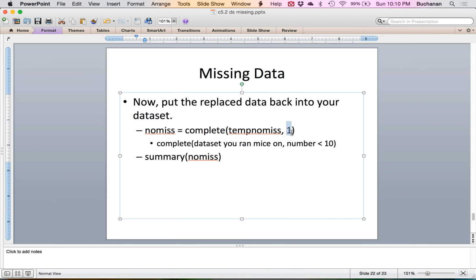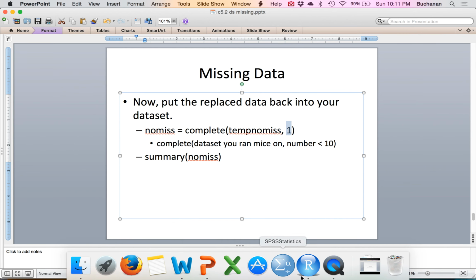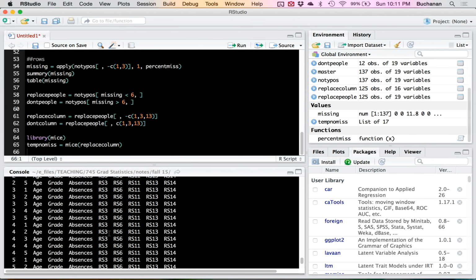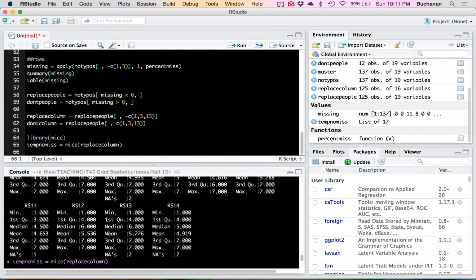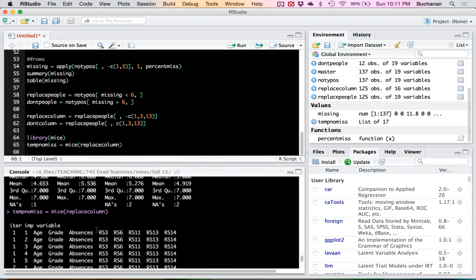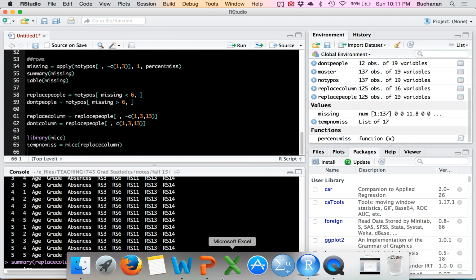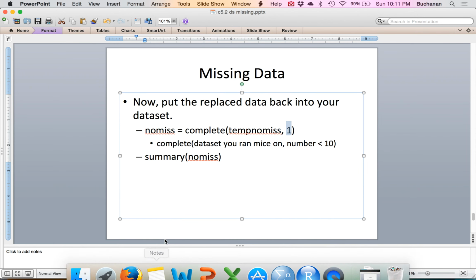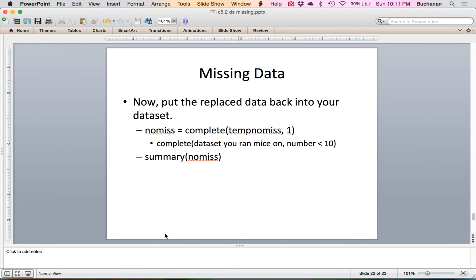There are way more functions on this where you could keep them all, but I find it easier if you just pick one. So pick a number between 1 and 10 because that's how many it imputes automatically for you. I think it's 10. It might be 5. But I'm pretty sure it's 10. Can't remember. So pick a number between 1 and something that runs. And I'm going to call this no miss because this is my no missing data set.